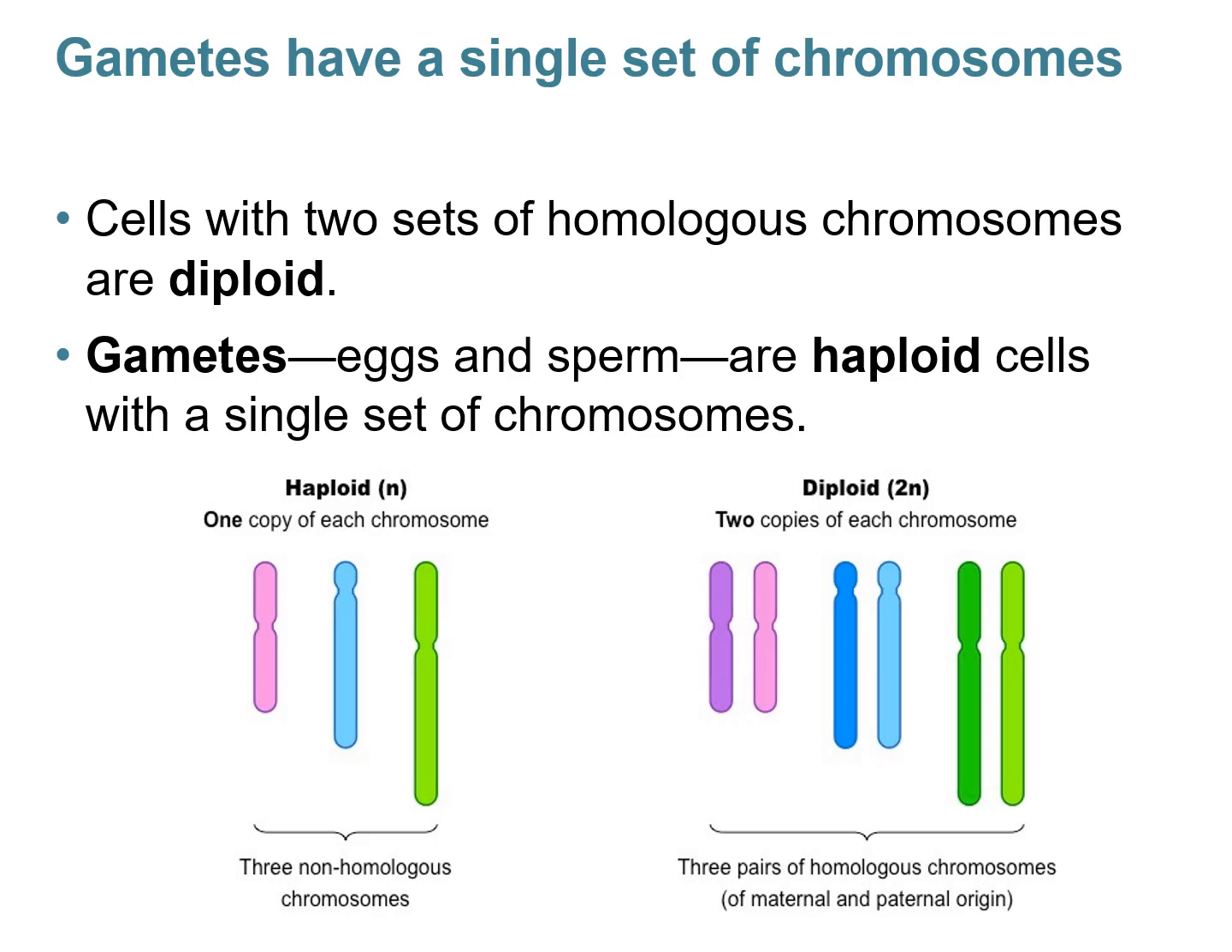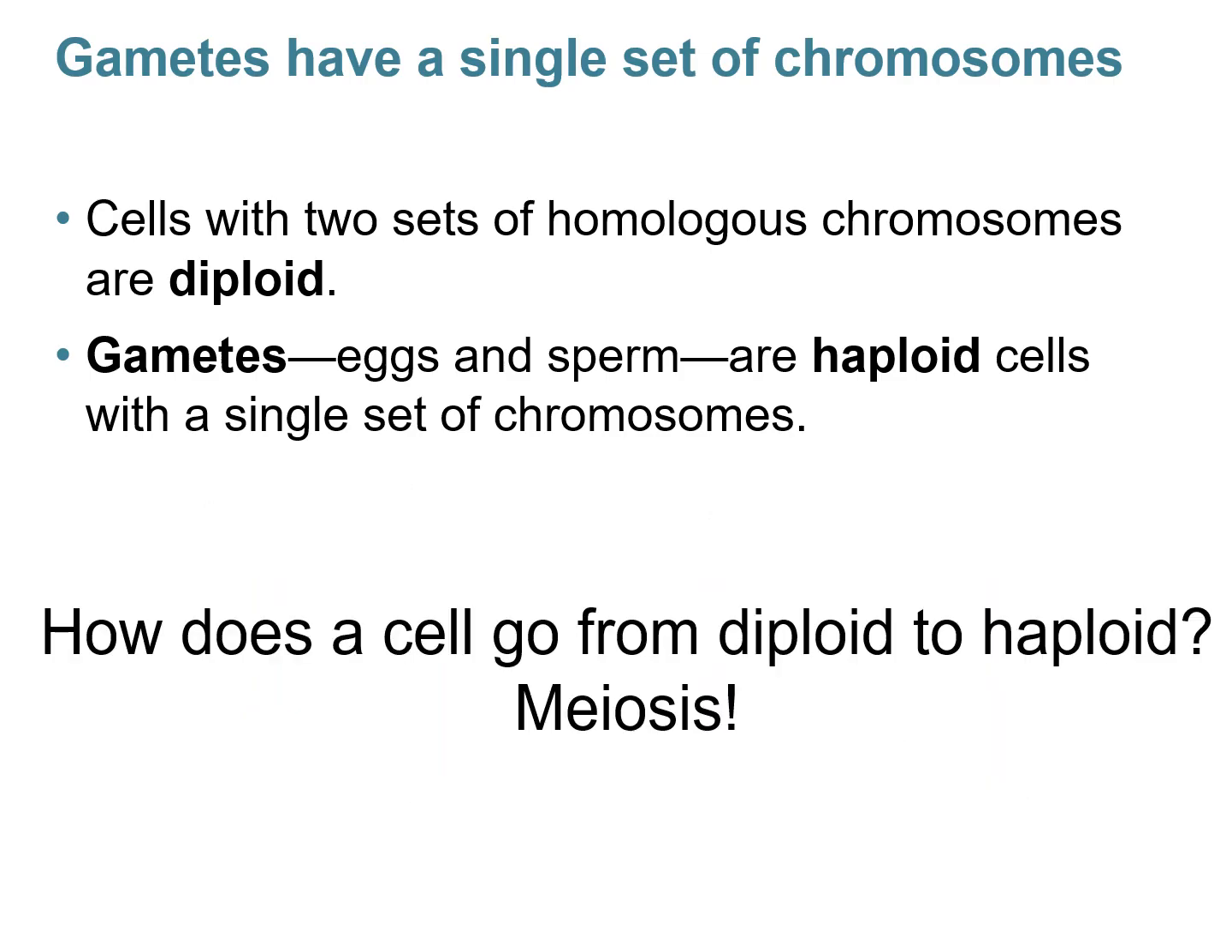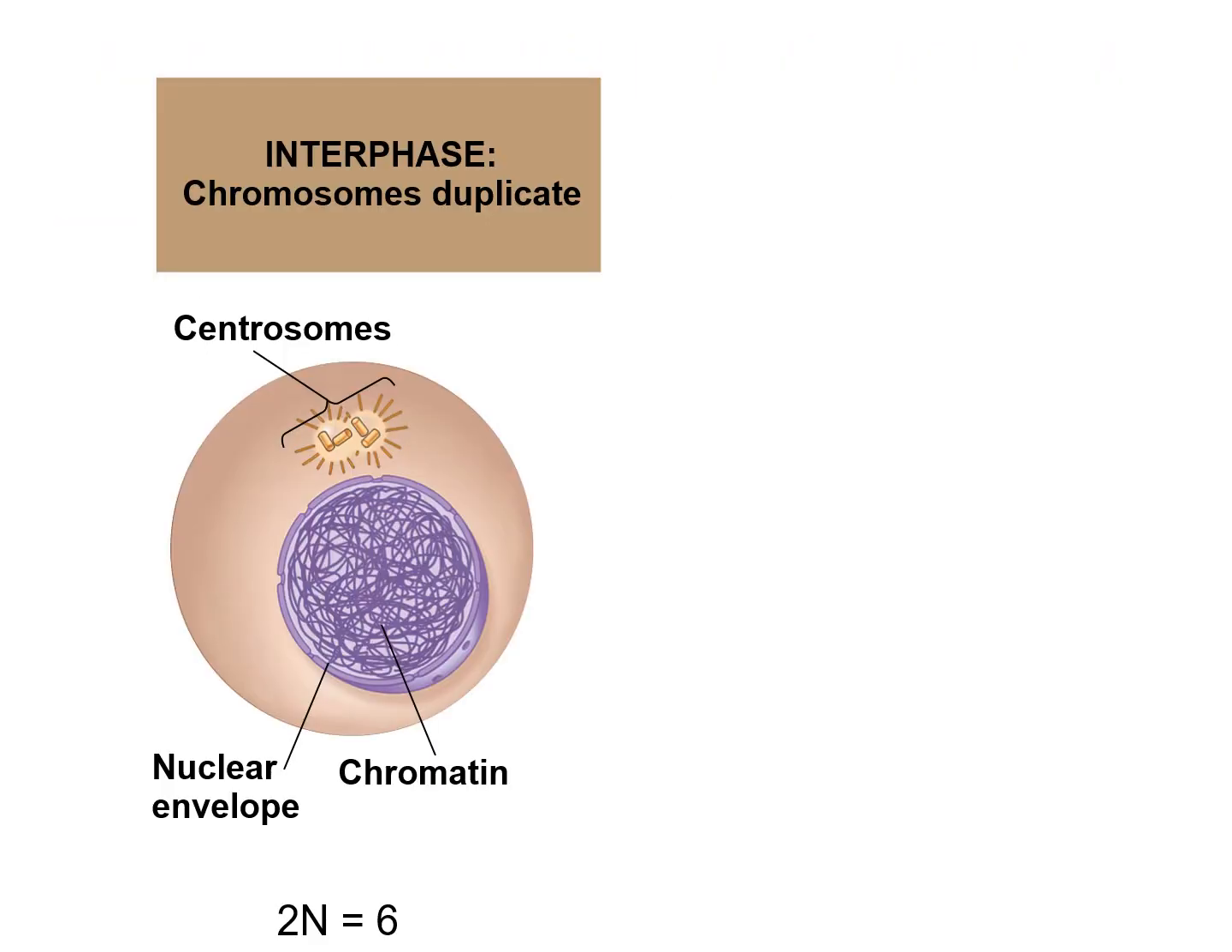So one of the big questions is, how do we go from a diploid to a haploid cell, and why would we need to do that? The answer to that question is meiosis. Meiosis is the process of producing non-identical haploid cells from a diploid parent. This is how we make eggs and sperm.